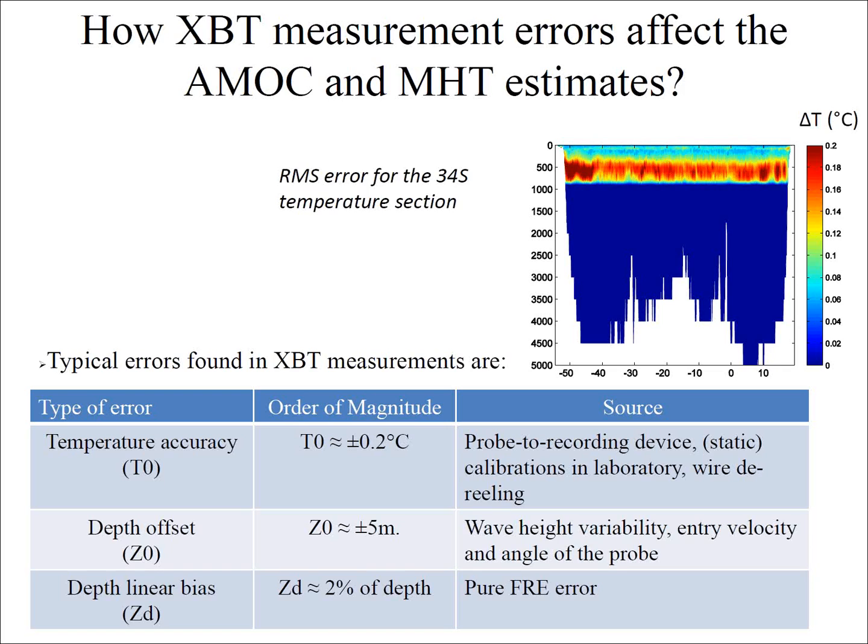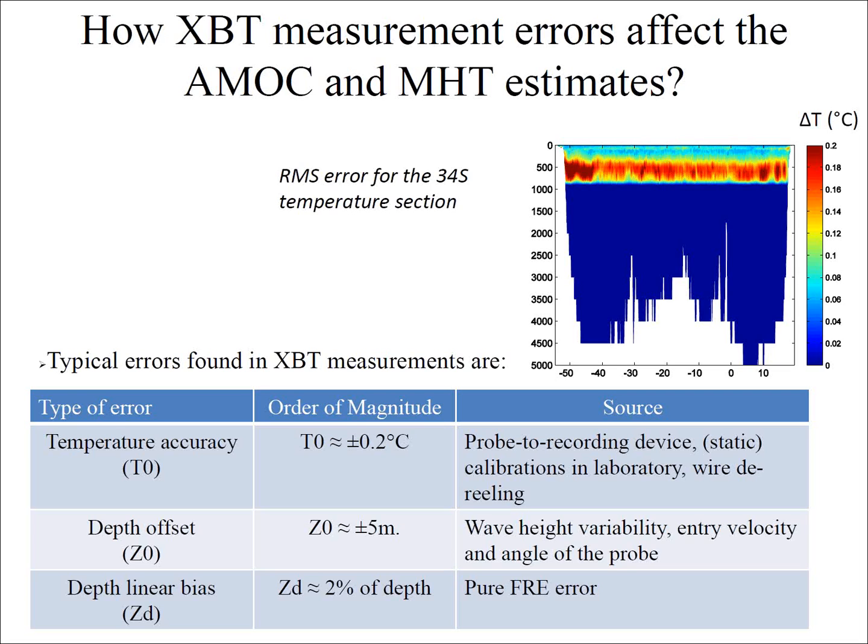And the depth linear bias would be a linear approximation where we have the offset and the slope. The depth bias is related to the fall rate equation, the equation that estimates the depth. It's about 2% of the depth, so at 700 meters it would be 14 meters of error. If you have the temperature error here in the section, we see that this would affect mostly between 400, 500 meters up to 800 meters.